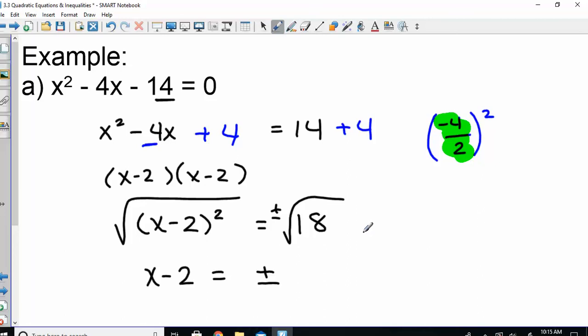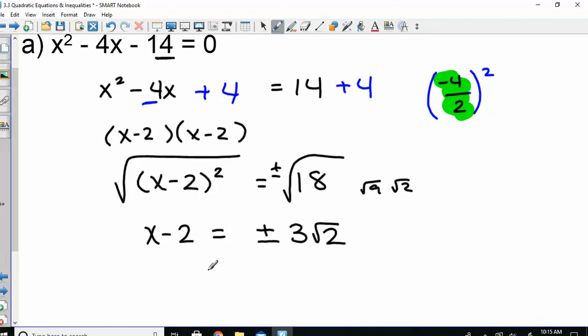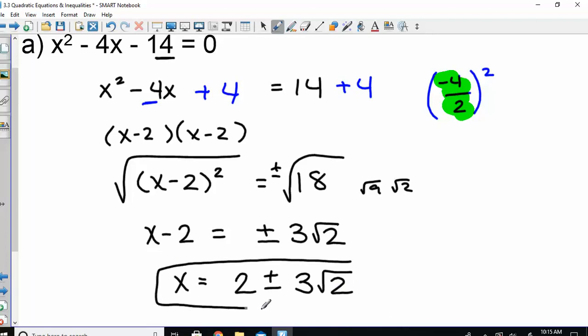The square root of 18 is not a perfect square, but we can reduce it. What could we break it into? So that would be 3 radical 2. One step away to finish it, what do we do? Add the 2 over. We'll just put it in front, so it's just 2 plus and minus 3 radical 2. So that is solving by completing the square.